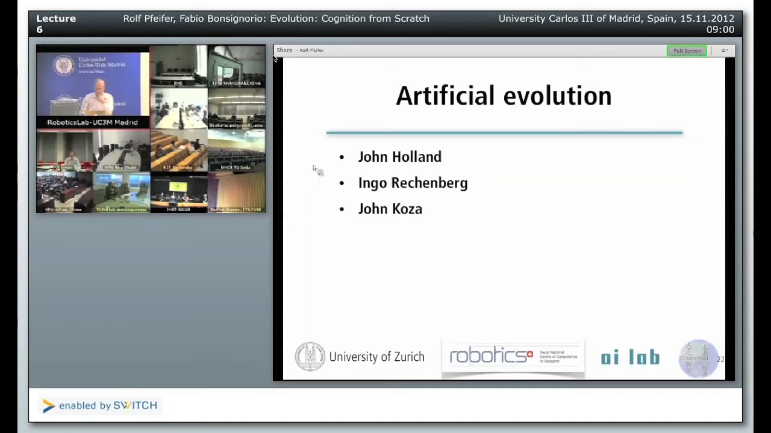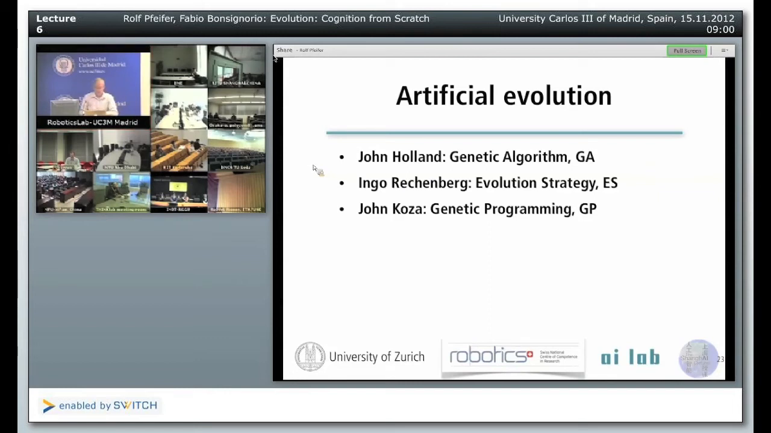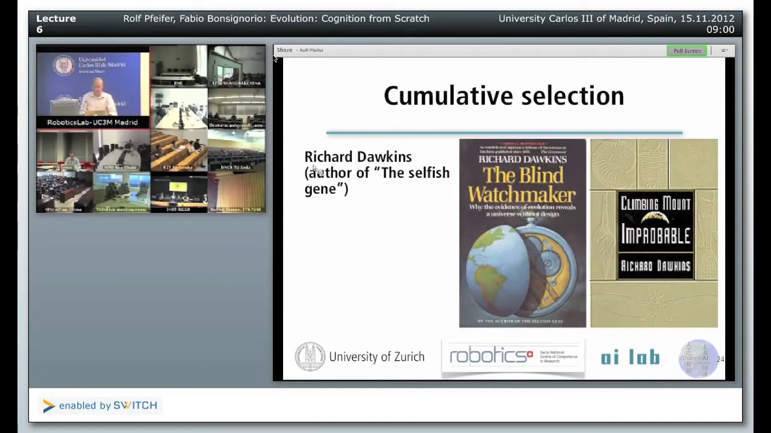In the 1960s, John Holland, Ingo Rechenberg, John Koza, and normally we talk about GAs, genetic algorithms. Rechenberg was more interested in using evolution for engineering problems, and Koza developed this notion of genetic programming. What's interesting about evolution is this concept of cumulative selection, which was championed also by Richard Dawkins, author of The Selfish Gene.